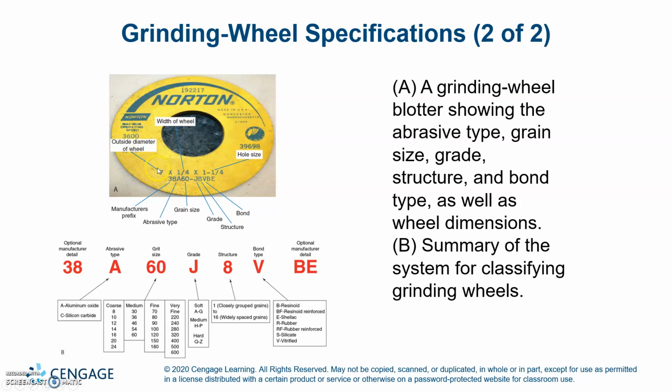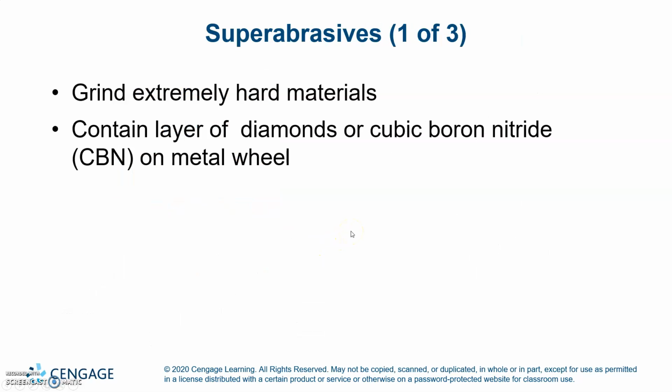So, outside diameter of the wheel is 7, width of the wheel is 1/4, and hole size is 1 1/4. The manufacturer's prefix is 38. Abrasive type is A. Grain size is 60. J is the grade. Structure is 8, and bond is B. And then you've got BE as the optional manufacturer detail.